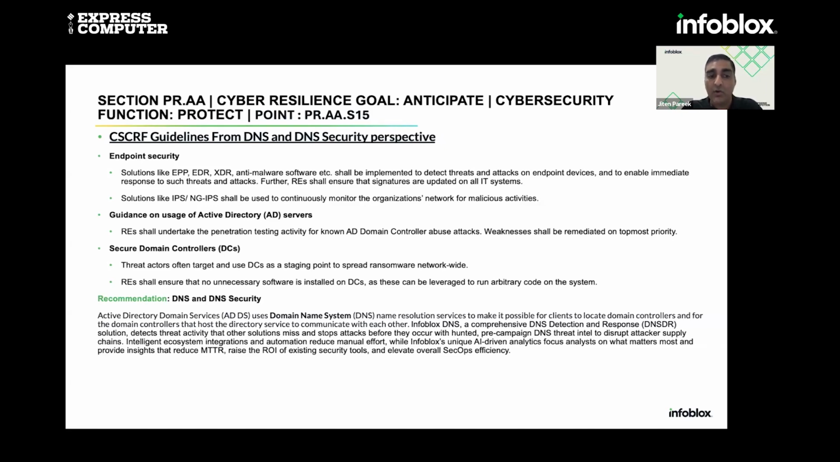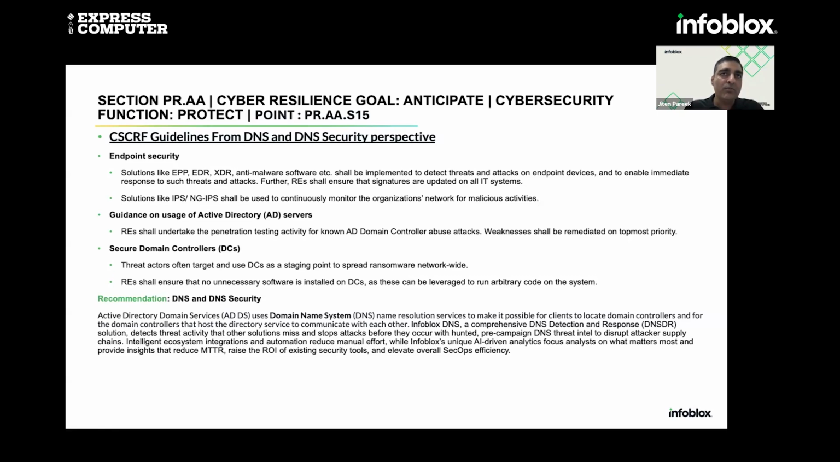Regulated entities shall ensure no unnecessary software is installed on domain controllers. It has emphasized and stressed two things. One, endpoint security, which is essential both for on premises and off premises, so that irrespective of where the asset or the user is, it should be well protected before any threats can happen from that machine, or the machine gets compromised. The other thing which has been stressed on is the Active Directory.